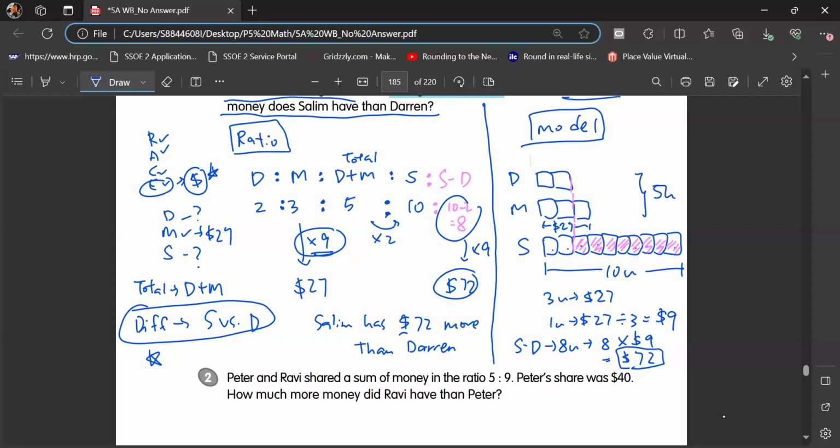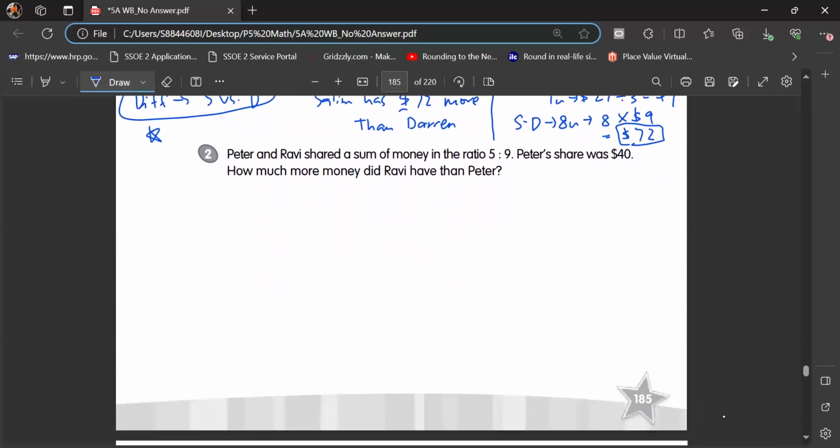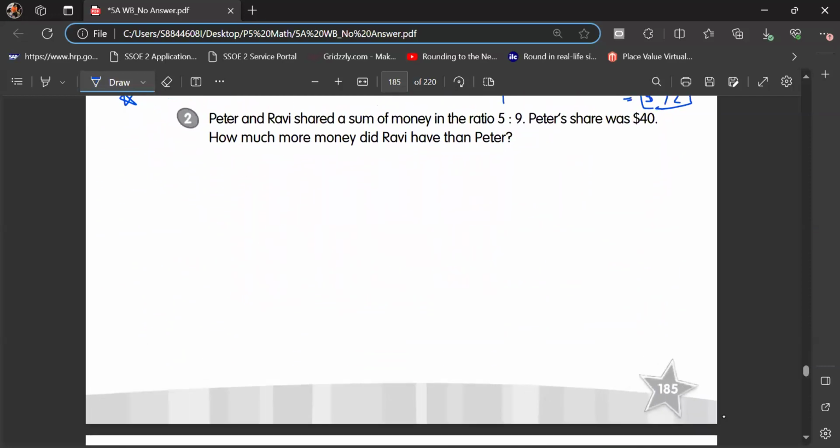For ratio, it really depends on what your preference is. Okay, so let me try both then, since I'm quite okay with doing both in terms of speed. Share a sum of money, Peter and Ravi.